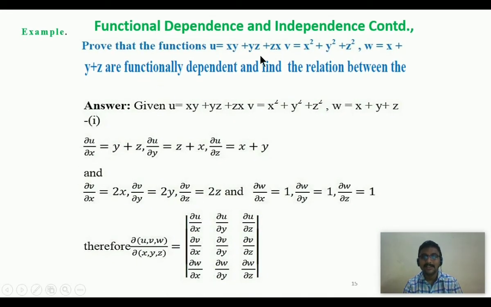Problem: prove that the functions u, v, w are functionally dependent and find the relation between them. Given u, v, w, ∂u/∂x, differentiating u partially with respect to x, keeping y and z as constant: the x derivative gives y, the z derivative gives z. Computing the other partial derivatives also, and computing the Jacobian value ∂(u,v,w)/∂(x,y,z), it is the determinant of ∂u/∂x, ∂u/∂y, ∂u/∂z, ∂v/∂x, ∂v/∂y, ∂v/∂z, ∂w/∂x, ∂w/∂y, ∂w/∂z.